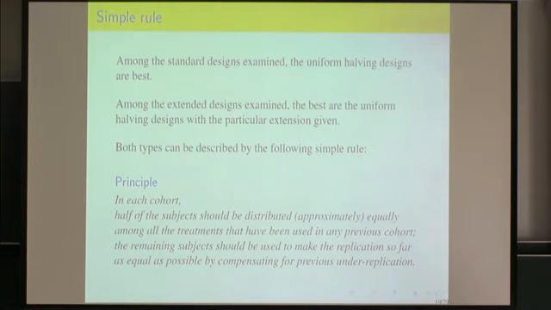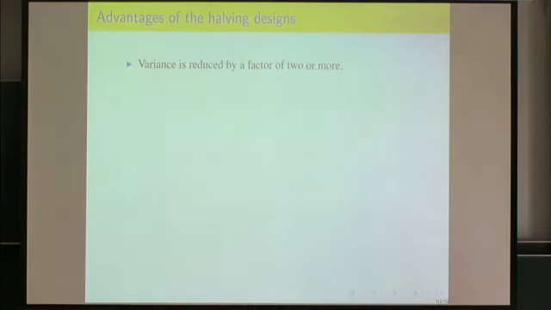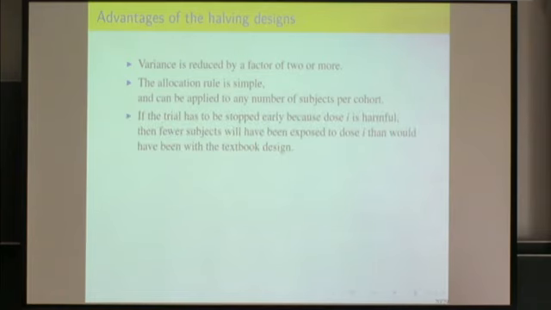So in particular, if you're bringing in a new dose, that's telling you half the subjects go on that dose, and the other half go on what we've had before. So I've shown you an example where the variance was reduced by a factor of 3. It was always a factor of at least 2 in the examples I looked at. As I say, the allocation rule, although there's not a formula, it's simple, and doesn't depend on the numbers.